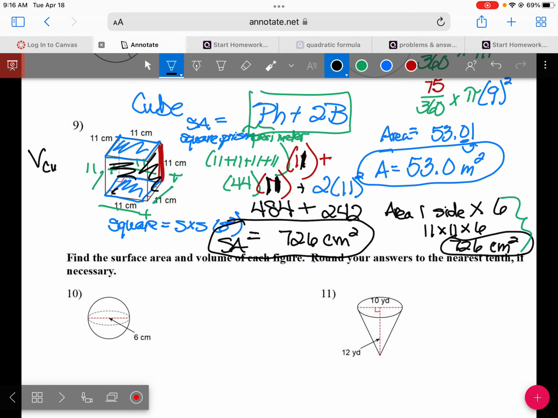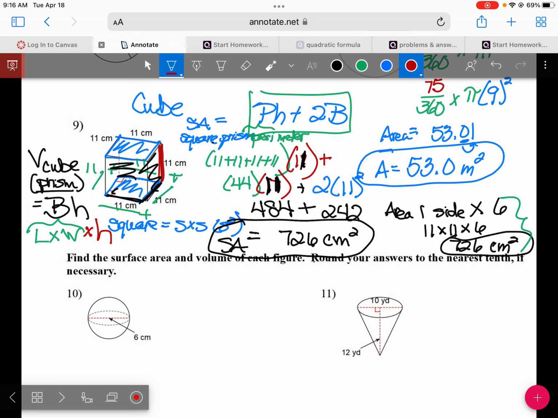So the volume of a cube, which is a type of prism, if you look at a prism, is the area of the base times the height. Well, the area of the base here is a square, and all squares are rectangles. So the area of the base is length times the width, times the height of your prism. So the volume of a cube is length times width times height.